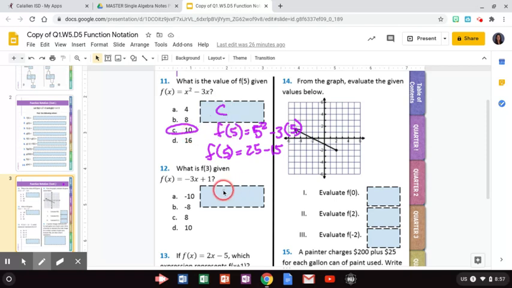Problem 12. f of negative 3 given f of x is equal to negative 3 times x plus 1. So f of negative 3 is going to be equal to negative 3 times negative 3, because we have to input that negative 3 right there for x, plus 1. So that's going to give you f of negative 3 equals 9 plus 1, which is 10. So the answer is D, positive 10.